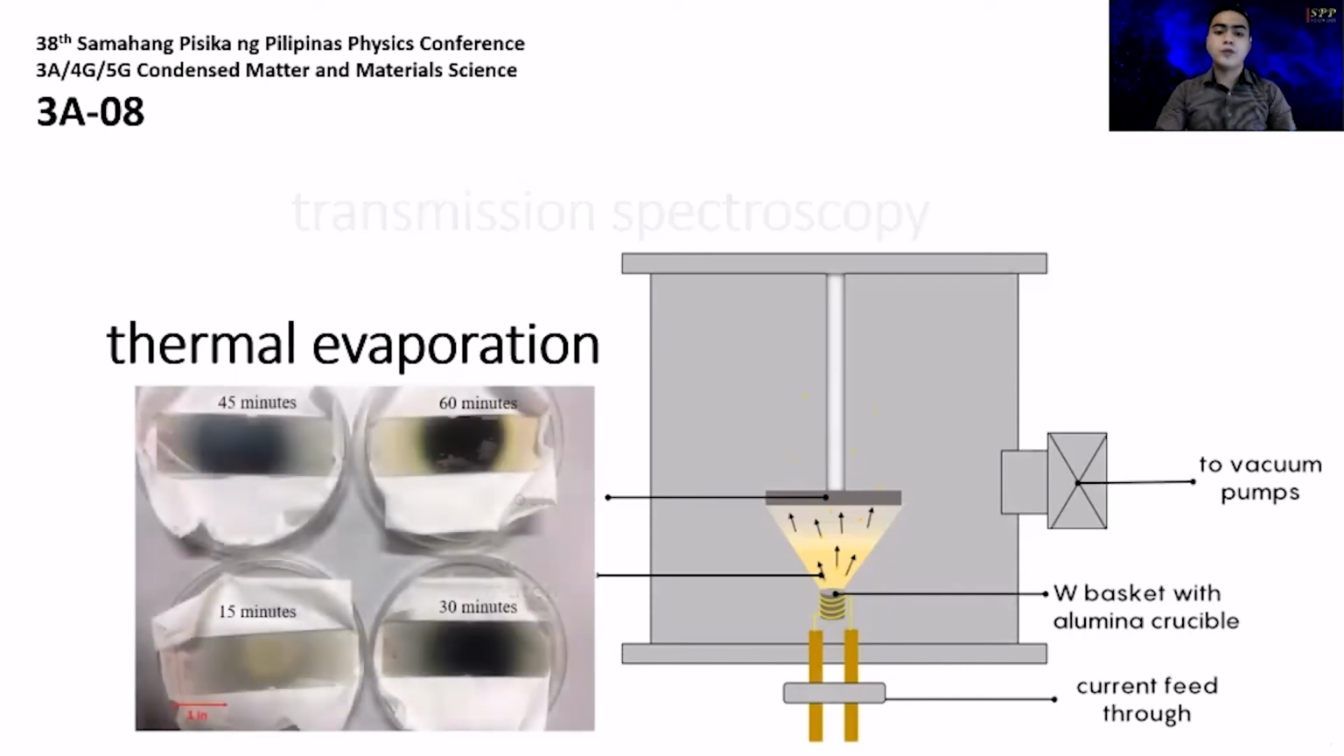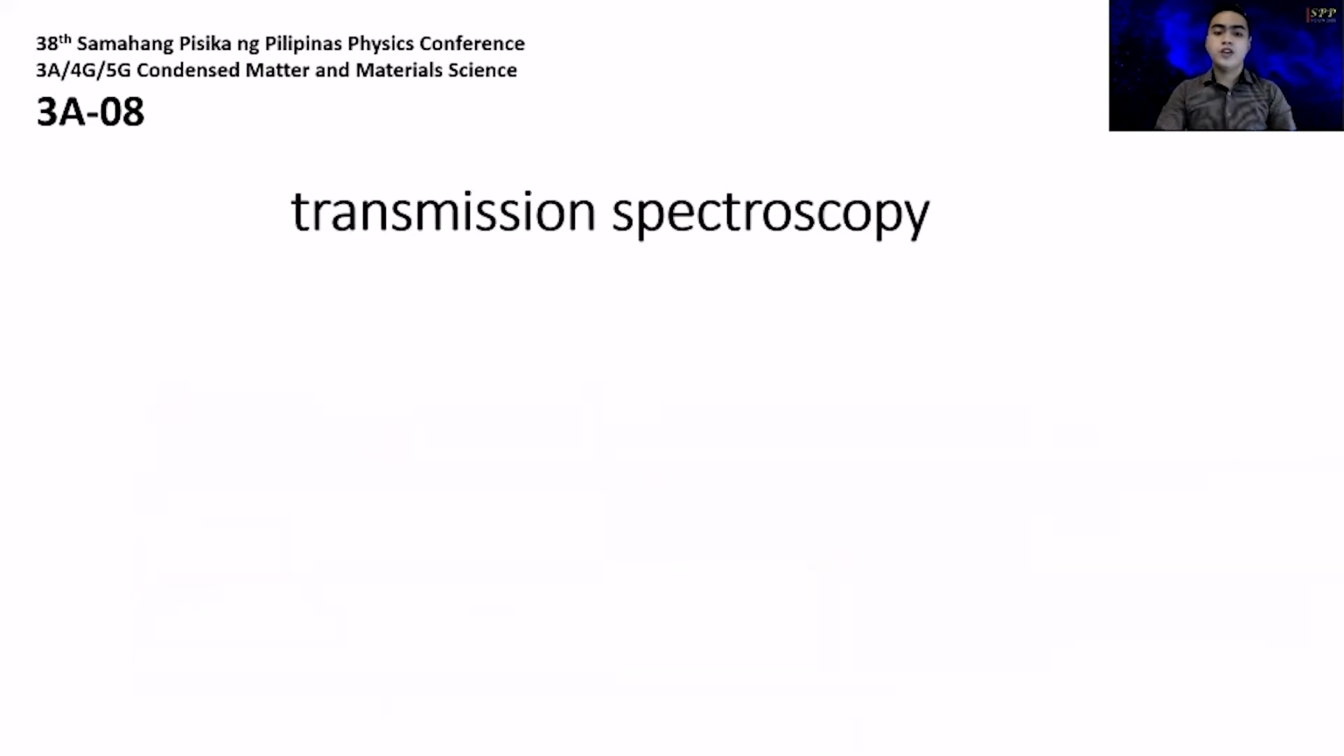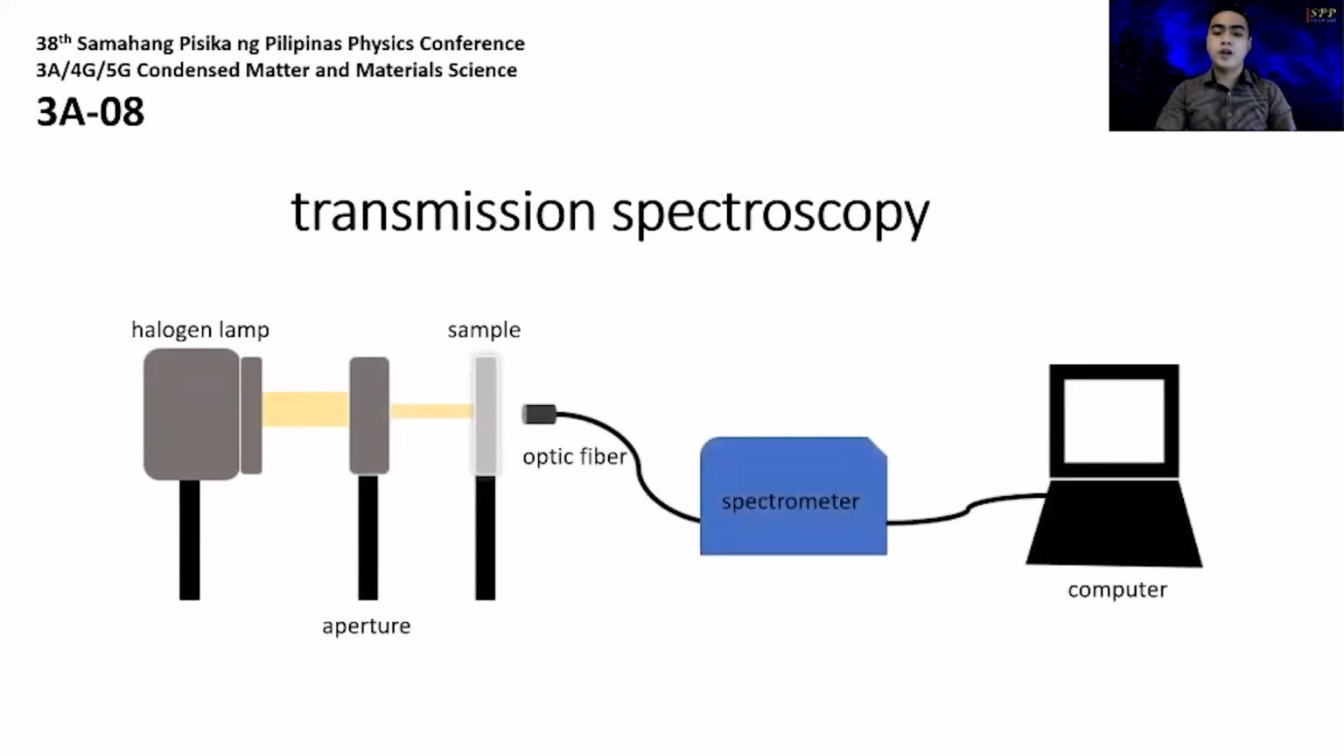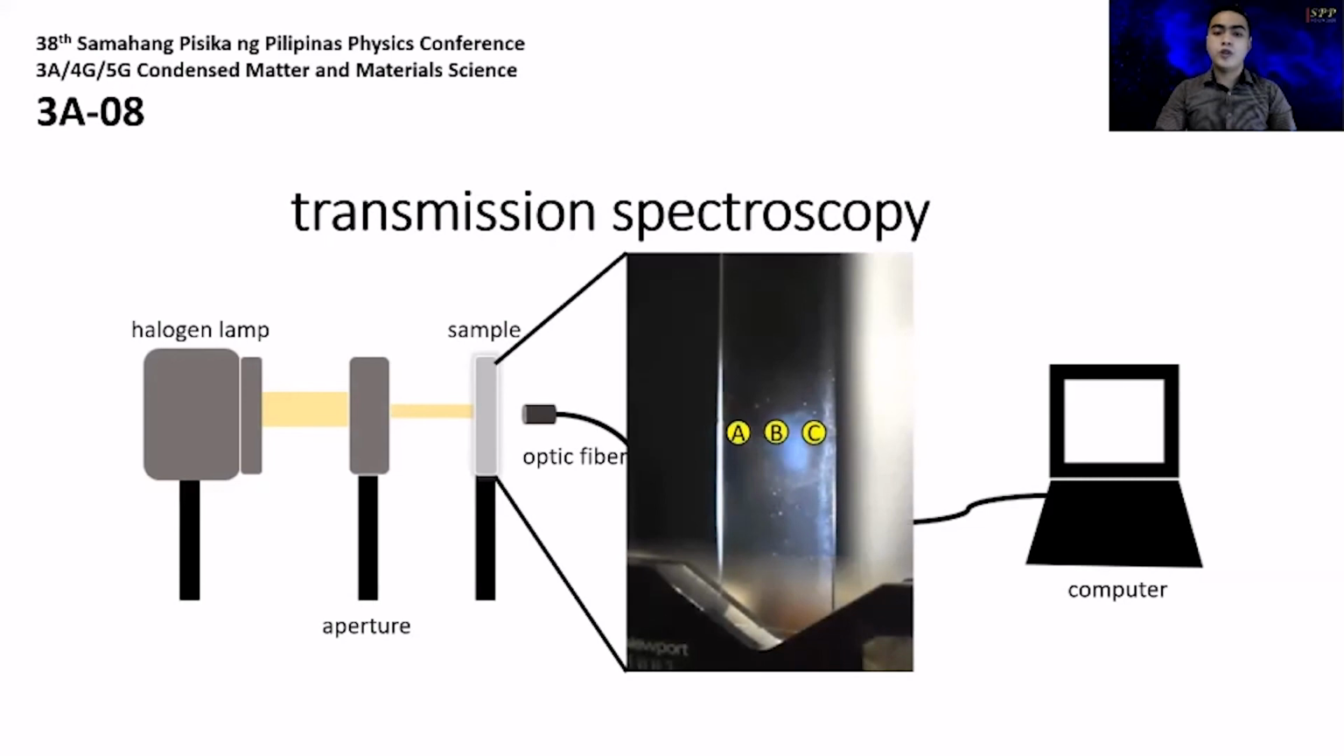We performed 4 depositions with varying deposition times. These films were then transferred to an optical transmission setup, where a halogen lamp was directed to the sample and the transmitted light was collected by an optic fiber connected to a spectrometer. The transmission spectrum was measured at different points of the grown aluminum films. Transmittance was then calculated by dividing the transmission spectrum of the sample by the emission spectrum of the incident light.